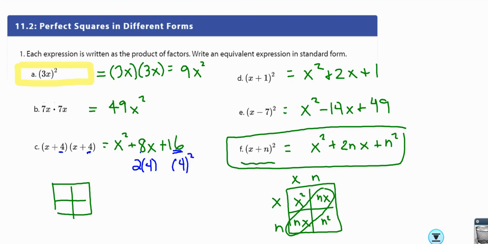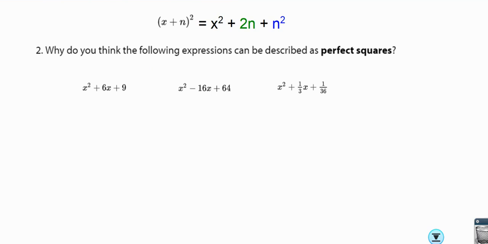Let's see if that works for all of them. So this is saying if we double the n value, we get to this middle term. And if we square the n value, we get to that last term. So if I take 1 plus 1, I double it, I get to 2. If I take 1 times itself, I get to 1. So this is 1 squared, and this is 2 times 1. This is a neat pattern that emerges. That can be super helpful for us in the future.